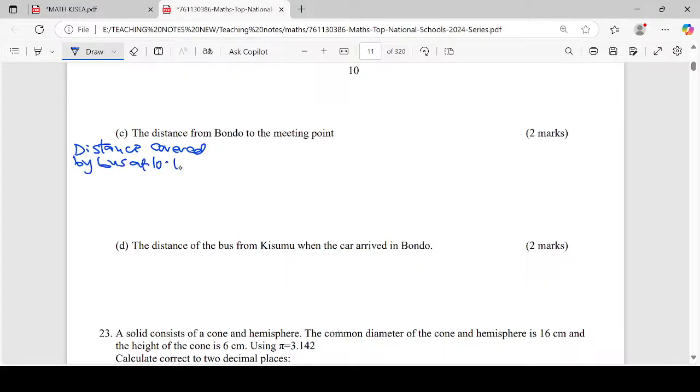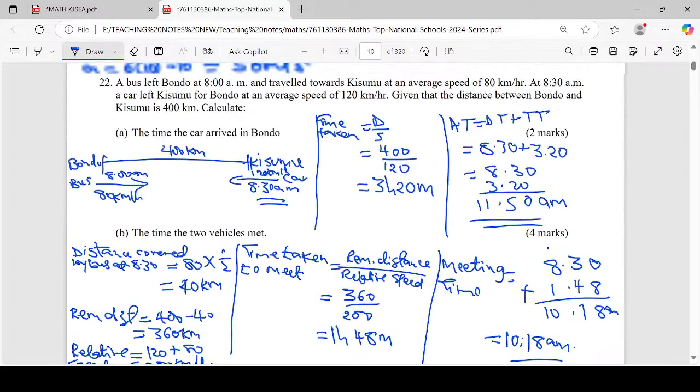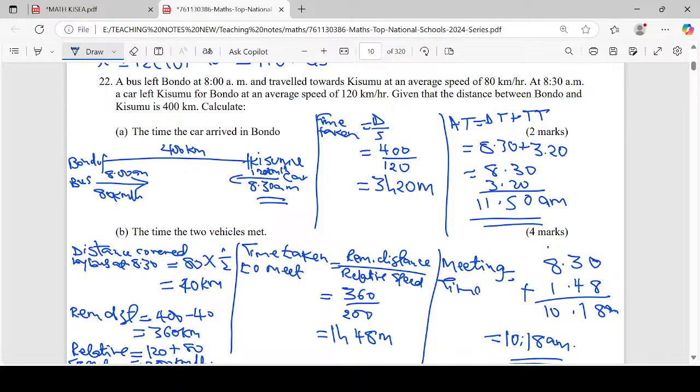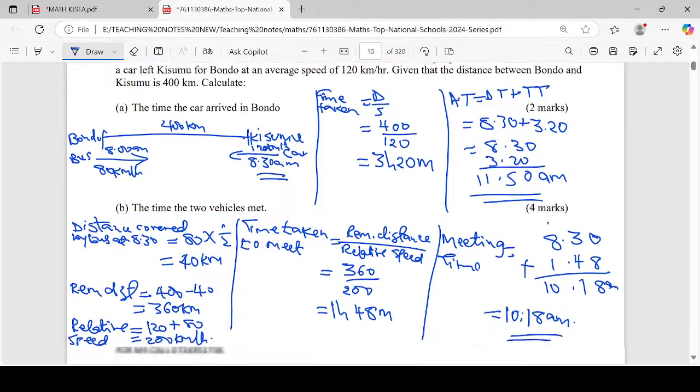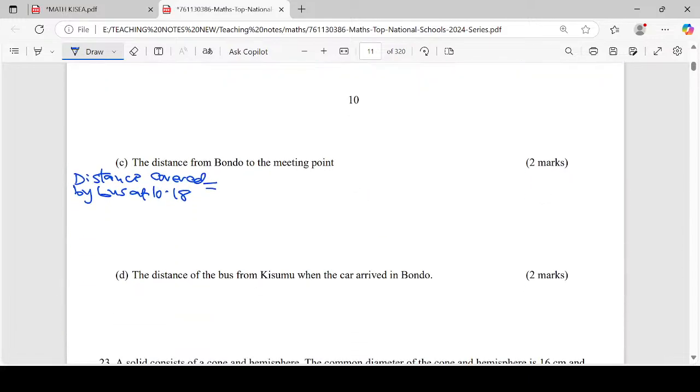Distance: you take the speed of the bus. Which speed was the bus moving at? The bus was moving at 80 kilometers per hour. So that is 80 times the time. Remember, we are talking about 10:18, but the bus began the journey at 8:00. When you subtract, this is 2 hours 18 minutes.